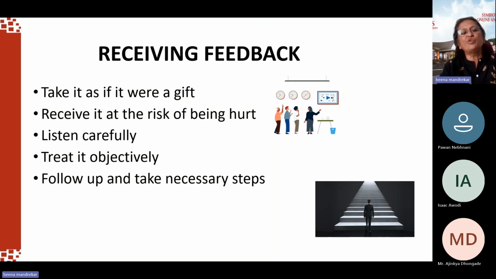Now, if you were on the receiving end of the feedback, take it as if it were a gift. Receive it at the risk of being hurt. Listen carefully, treat it objectively, follow up and take necessary steps. Remember, feedback is like a rejection, more or less. It's not personal. It's the thing that you have done, which is good or not good, as an action.